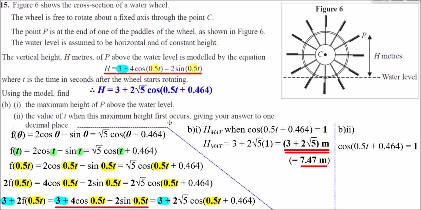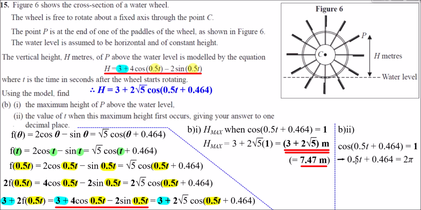But of course, we want the first value of t when this happens. If this were equal to 0, then t would have to be negative, because I'm already adding 0.464 onto it. So the next value we'd want, in degrees, I'm using degrees because it's more familiar, it'd be 360 degrees. So actually, it might be that 0.5t plus 0.464 is equal to 2 pi, which is what it is in radians. So I need 0.5t plus 0.464 to equal 2 pi.